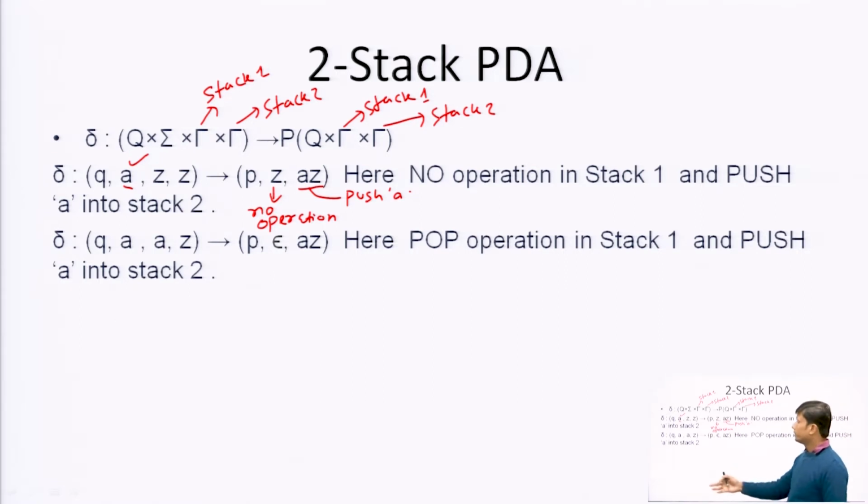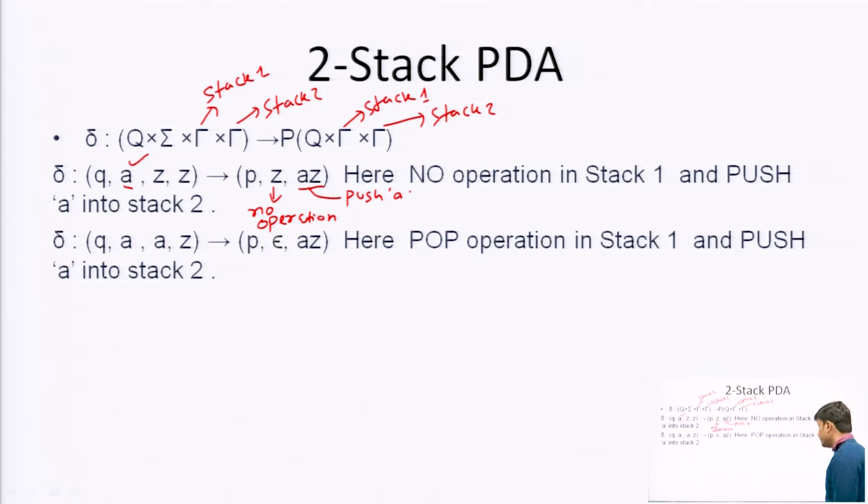So when you are in state Q and read input A, and you have two stacks, stack 1 and stack 2, both having Z as stack bottom, then in stack 1 you do not need to do anything, there will be no operation, and in stack 2 you have to push A into the stack. So this transition is given: no operation in stack 1 and push A into stack 2. Okay, so now go to the second transition.